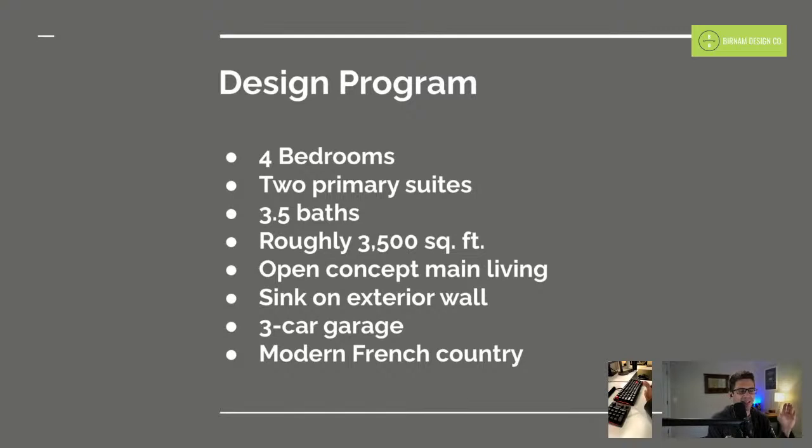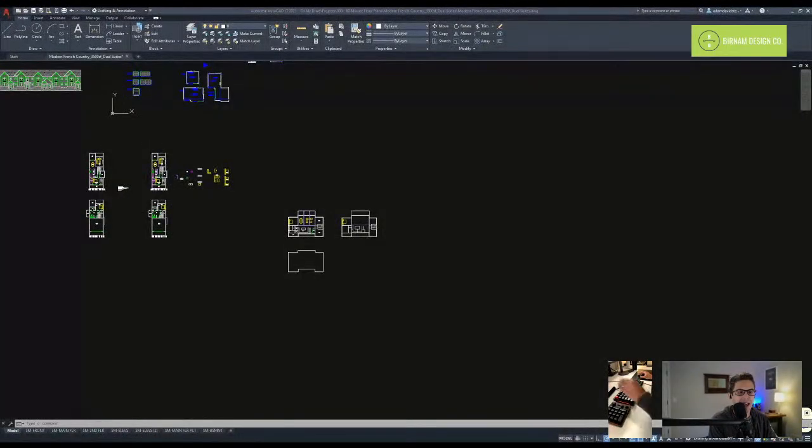Obviously, open concept main living. That's going to be on probably every single plan I do of these. Sink on an exterior wall. Let's focus on that as well. That sounds like a minor detail to know up front, but it's really hard to change later. So, yeah, and then 3-car garage, and like I said earlier, modern French country plan. All right, let's kick that off. Let's jump into some AutoCAD, and let's crank the tunes.